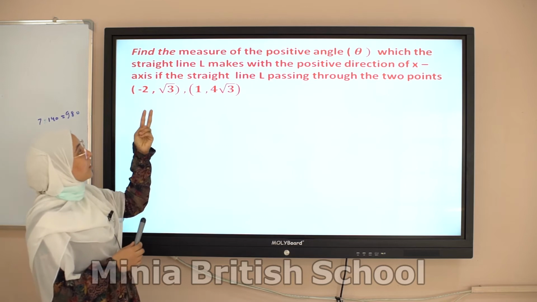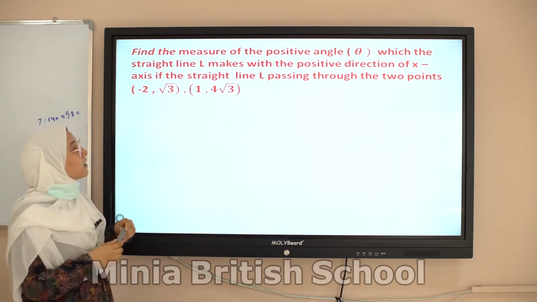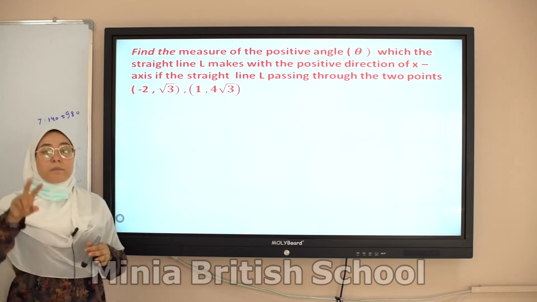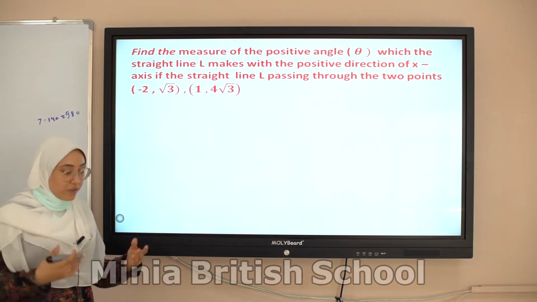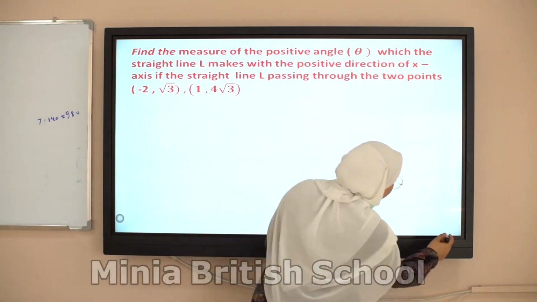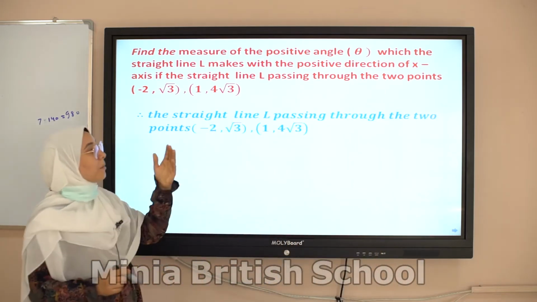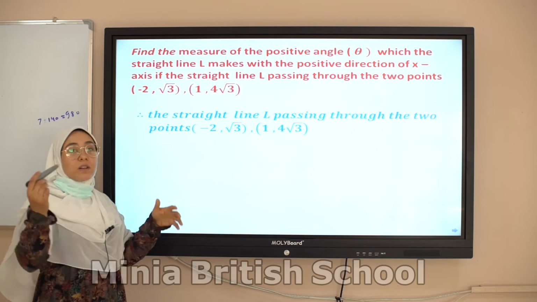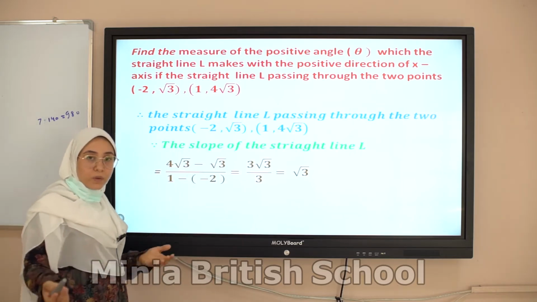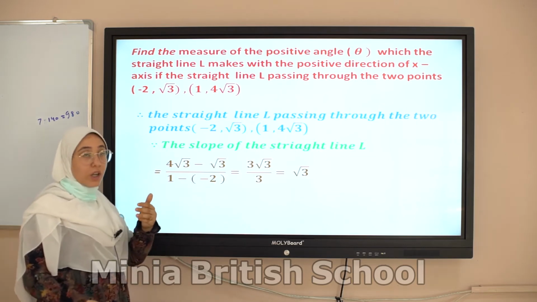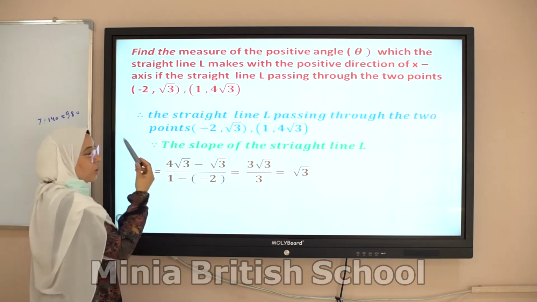This straight line makes an angle theta with the positive direction of the x-axis, and this straight line passes through two points. So you can find the slope of the straight line from this rule: the slope equals y2 minus y1 over x2 minus x1. You just substitute the two coordinates into this rule.